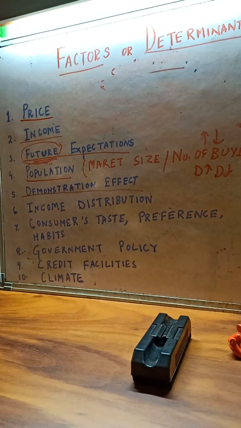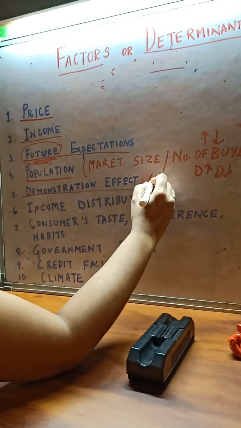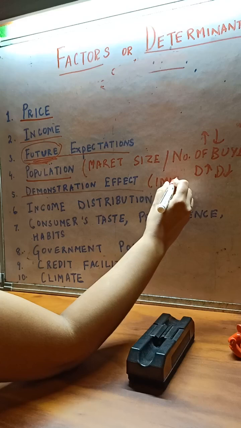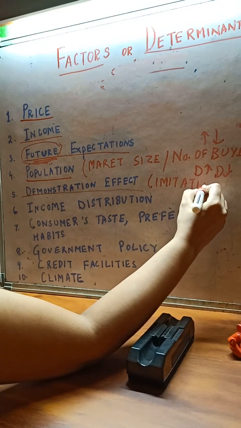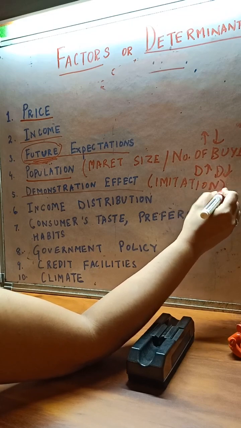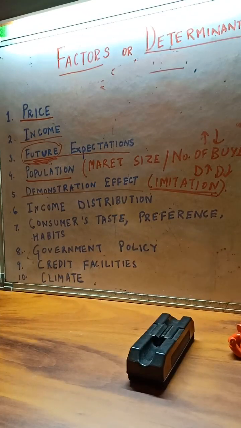Then demonstration effect. Now demonstration effect is basically imitation. When we are in a habit to copy the consumption pattern, imitation is called as copying the consumption pattern of each other.